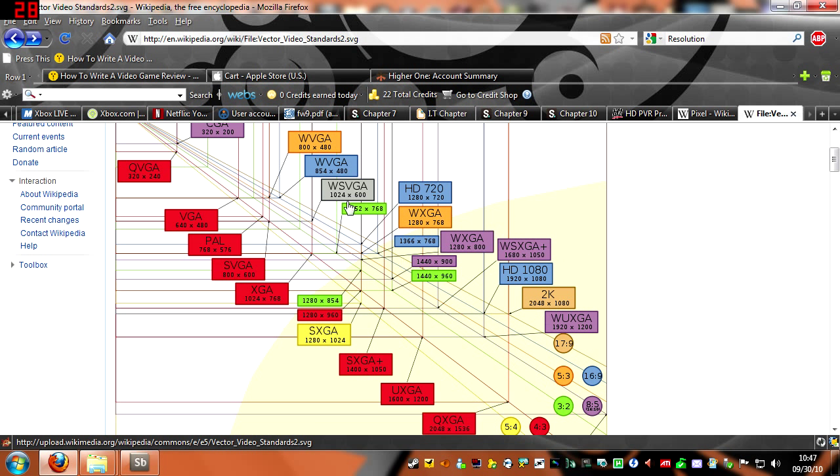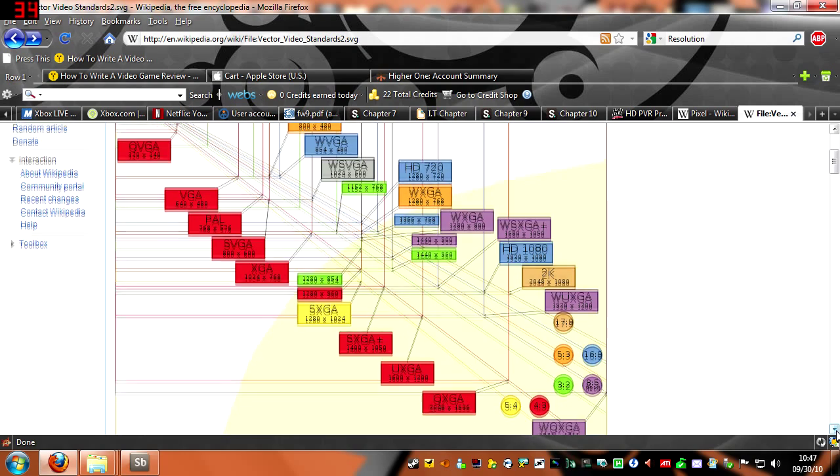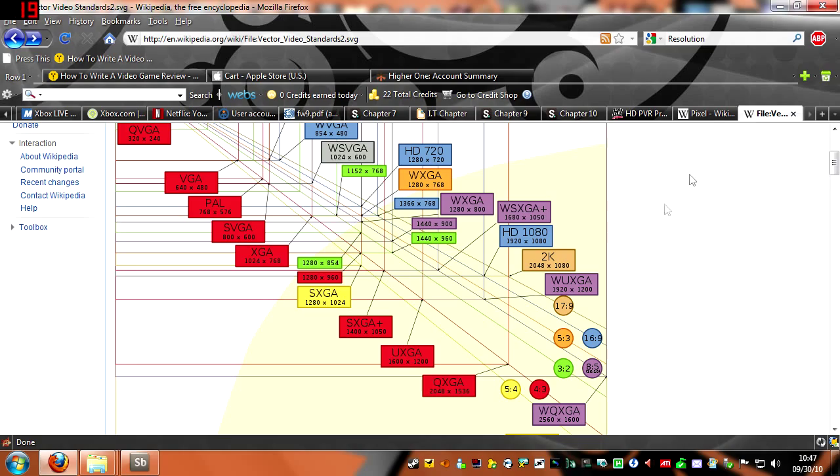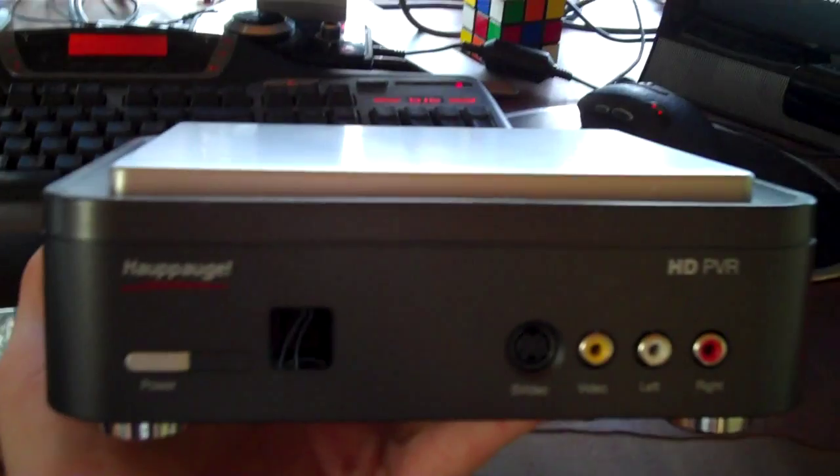These are all different resolution standards in the media industry: 720p, 1080p, 1080i. These are interlaced and progressive. It's just how the frames are interwoven together, and for the most part it's not something you would need to worry about. It's more for professionals.